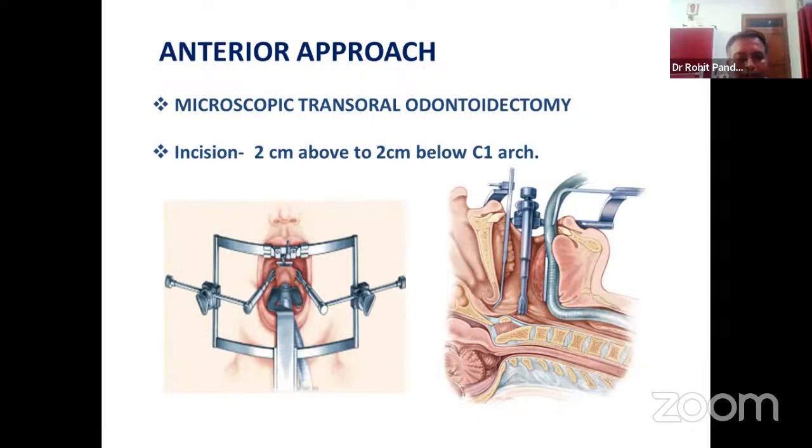So in the microscopic transoral approach, after induction of anesthesia, the soft palate and the uvula are retracted by taking sutures or with the help of a nasopharyngeal tube. And then, after injecting local anesthesia in the nasopharyngeal wall, the ventral arch of C1 and the C2 are palpated. And then an incision is taken after palpating the C1 ventral arch, which extends 2 centimeters above the C1 ventral arch, and the lower limit of the incision extends to 2 centimeters below the C1 arch. The Sonntag retractor system was utilized for this approach.